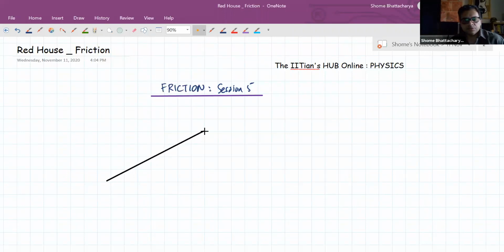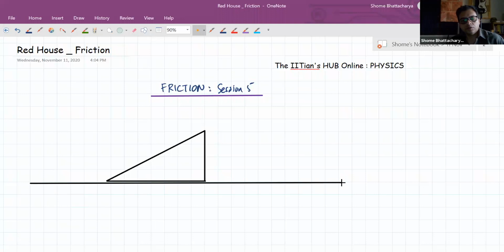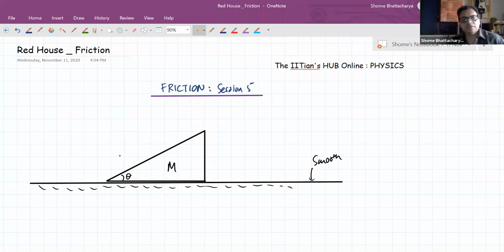So we have this kind of a situation. We have a triangular wedge, and this triangular wedge is lying on some kind of frictionless horizontal surface. Theta, the mass of this is capital M. So this surface is frictionless, but this time the inclined surface of the wedge is going to have a coefficient of friction. This is going to be rough.